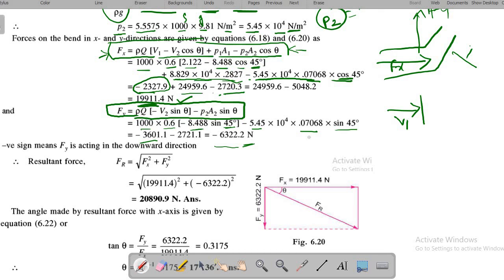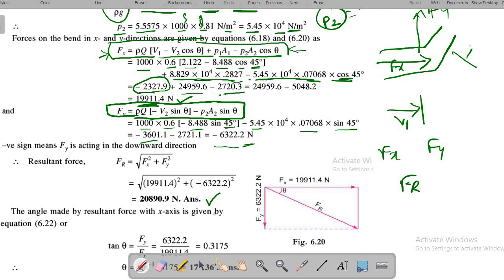Now we got Fx value as well as the Fy value. We have to calculate the resultant force using the equation, that resultant force is equals to square root of Fx square plus Fy square. That Fx value is 19,911.4 square plus Fy value is minus 6,322.2 square. So we are getting it as 20,890 Newton. So this is what the resultant.